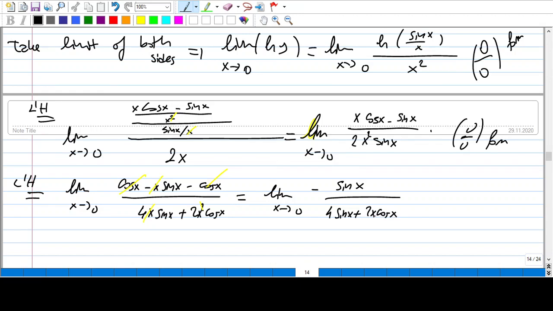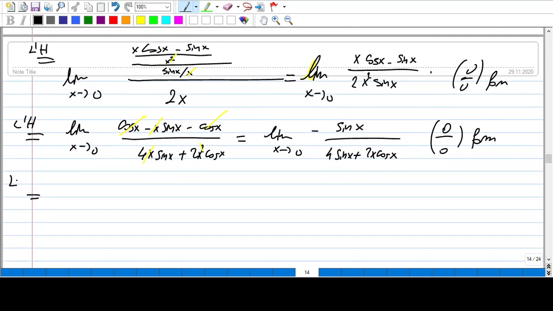As you see, if you put 0, again we have 0 over 0 form. It means I have to apply L'Hopital one more time. So this is a good example to see how L'Hopital works in many stages. If you need to apply the L'Hopital rule many times, there is no problem, you can apply it. So derivative of sine is cosine x, over, pay attention to the sign, 4 sine x gives 4 cosine x plus 2, derivative of 2x is 2 times cosine x, plus derivative of cosine is minus sine x times 2x.